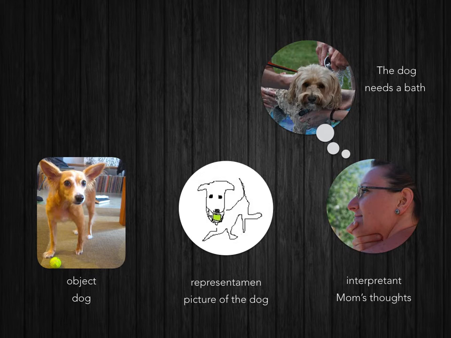The final part of Peirce's sign is the interpretant. Here is the object, the dog, and the representamen, which is the picture of the dog. Her mom is looking at the drawing and thinking, "I should wash the dog today." The interpretant is what the person thinks when they see the representamen.